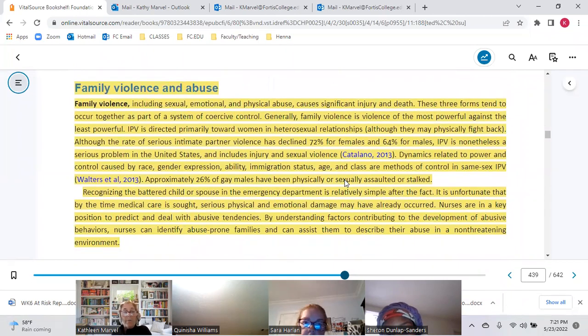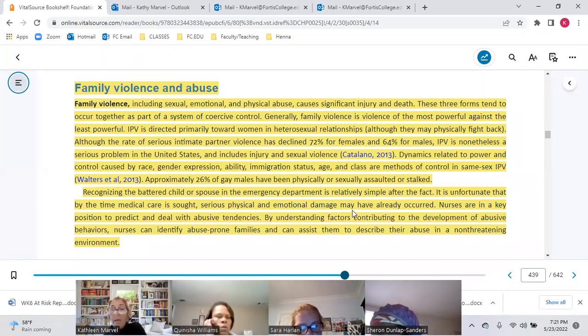And then let's touch on family violence and abuse. Okay, what does family violence look like? Well, it could include sexual, emotional, physical abuse. Can also cause significant injury and death. Right? So those are the three forms that we're going to address: sexual, emotional, and physical. Okay. Generally, I'm reading a lot of this because this is an excellent summary. Family violence is violence of the most powerful against the least powerful.